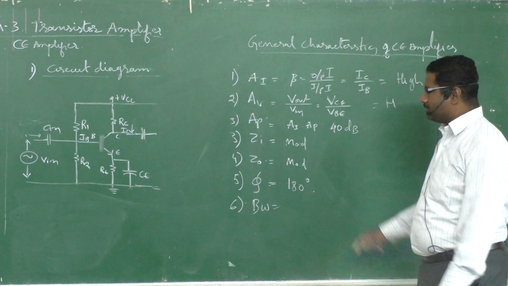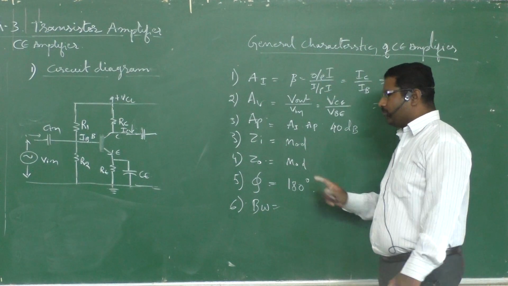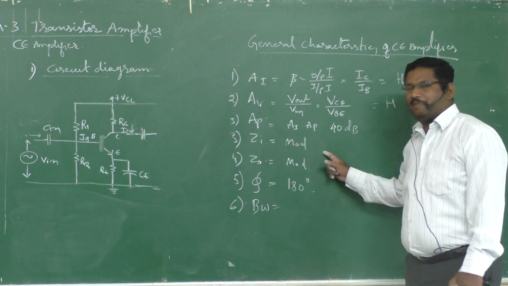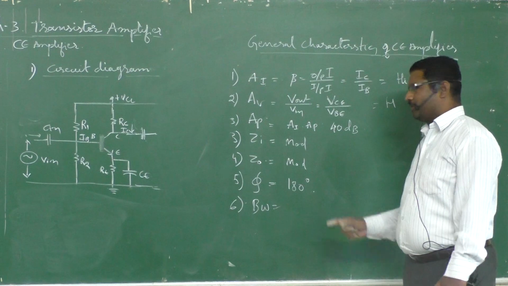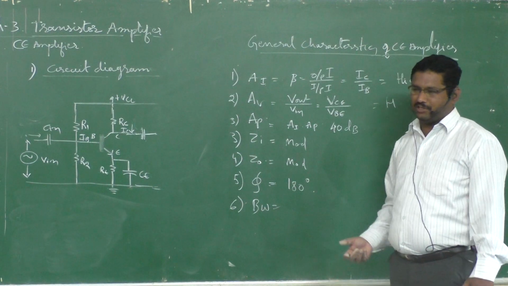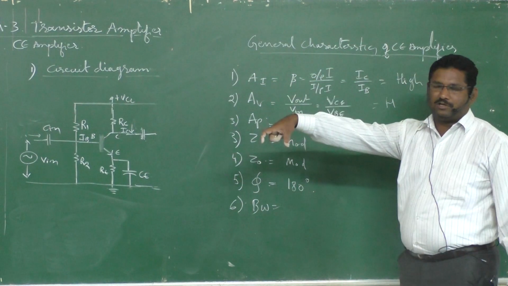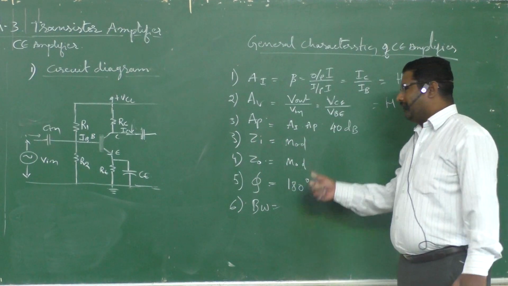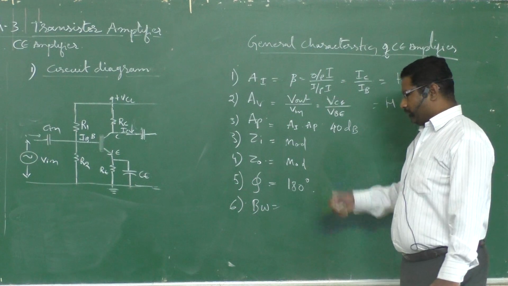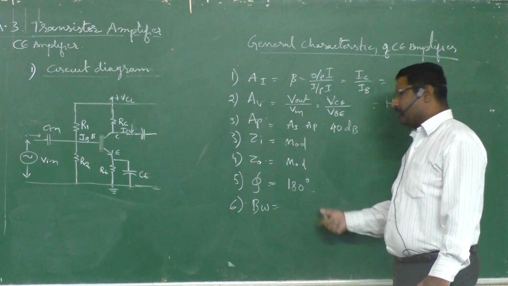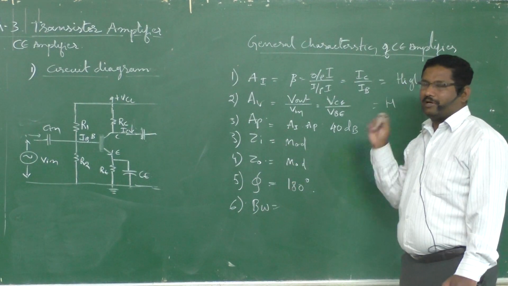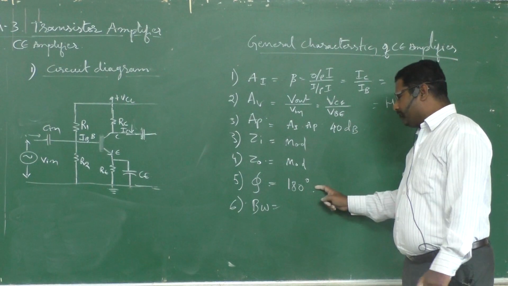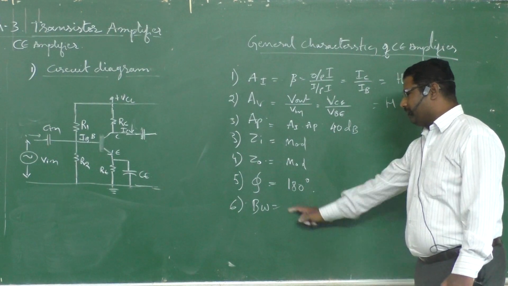And here input impedance and output impedance are moderate and moderate. So input impedance will be moderate and output impedance will be moderate. It means it cannot cause too much loading effect, and it is also not giving that easily. So moderate and moderate. And then what is the phase shift here? We have seen in the working, whatever signal we are giving, that signal will be phase shifted by 180 degrees.